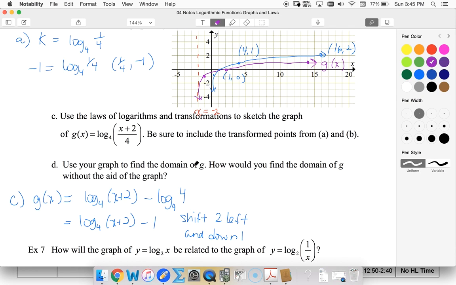Okay, my graph to find the domain. So domain, x is greater than -2. Without looking at the graph, though, I could look at my original input. I know that x plus 2 over 4 has to be positive. That means x plus 2 is positive, and this implies that x is greater than -2, which matches the domain that I see on my picture.